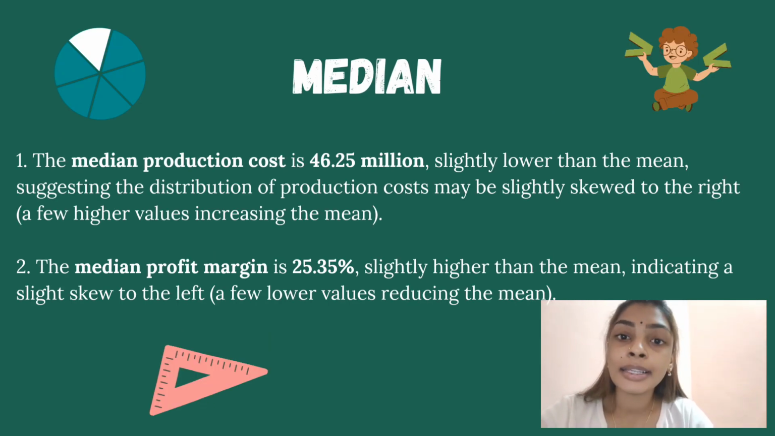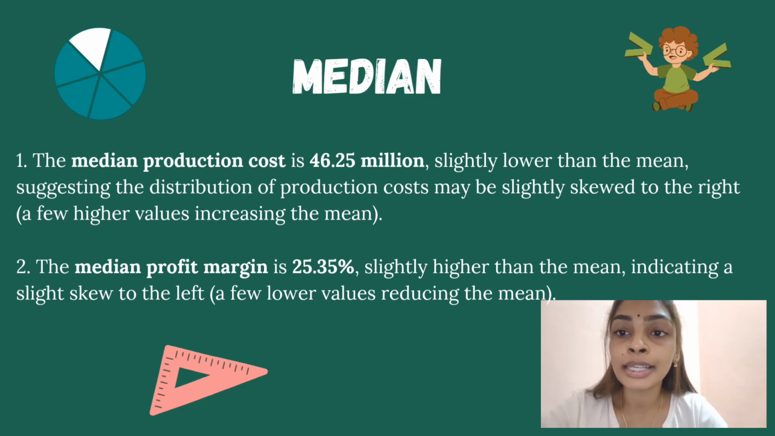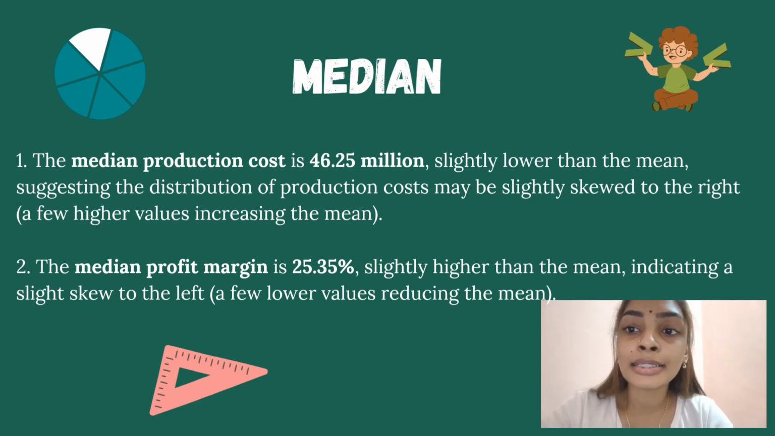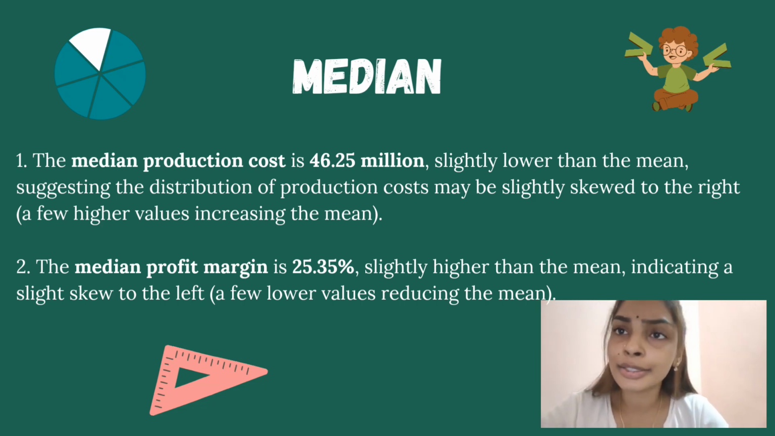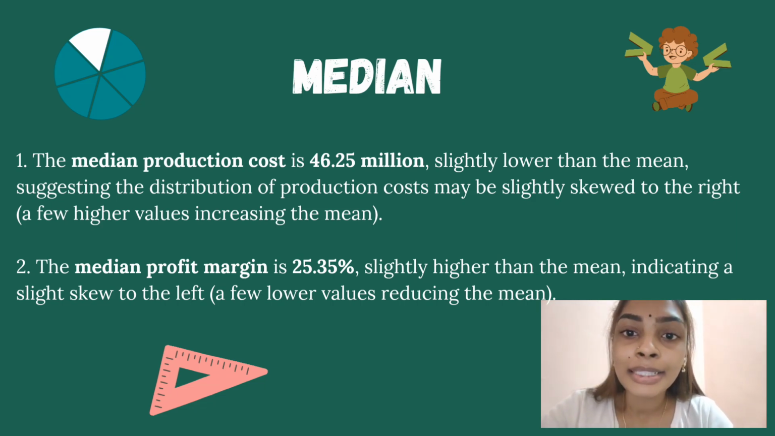Secondly, median. The median production cost is 46.25 million, slightly lower than the mean, suggesting the distribution of production costs may be slightly skewed to the right, with a few higher values increasing the mean. The median profit margin is just 25.35% only, slightly higher than the mean, indicating a slight skew to the left, with a few lower values reducing the mean.